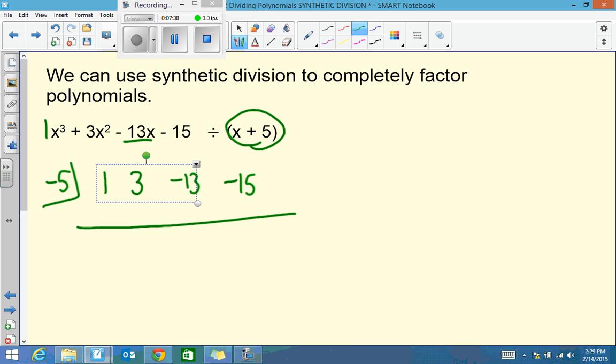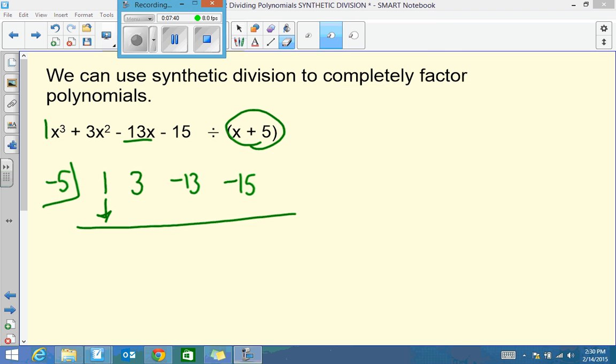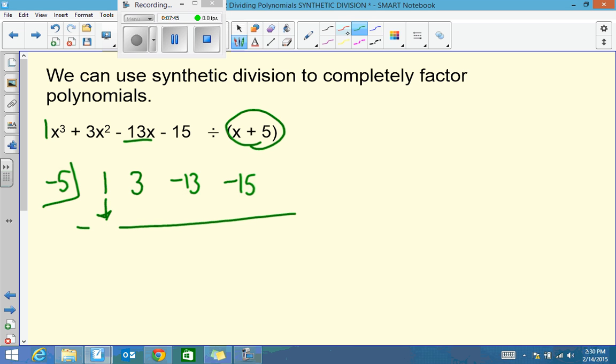Now we can begin. We bring down our 1 and multiply. Negative 5 times 1 is negative 5. Then we add 3 plus a negative 5 is negative 2. Then we multiply again. Negative 5 times negative 2 is positive 10. We add negative 13 plus 10 is negative 3. Negative 5 times negative 3 is positive 15. We add negative 15 plus 15 is 0.